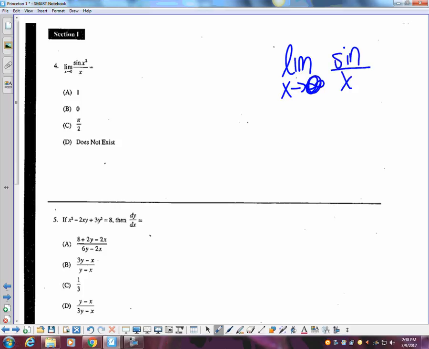Not infinity, 0. Equals. Okay. The point is that that and that.